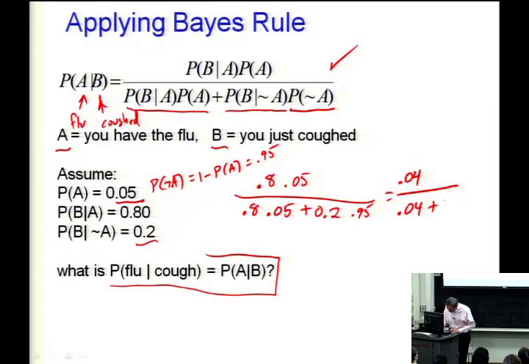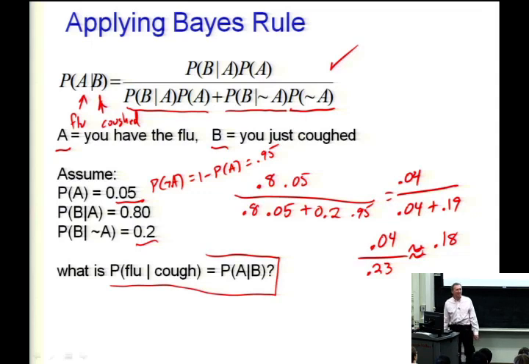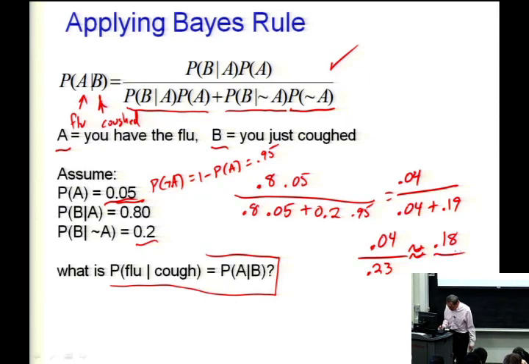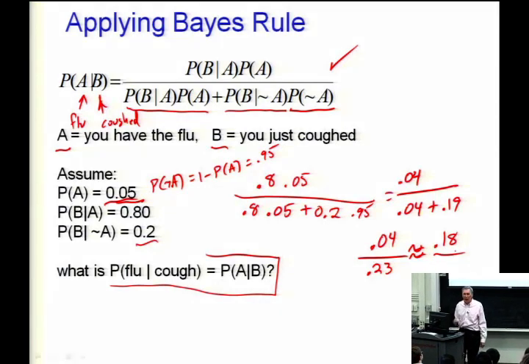Thank you. 0.04. Oh, wow, this is big. 0.04 plus, I got that other one right, though, right? 0.19. Wow, okay, so good news for those of you who are coughing. What's that approximately? Approximately 0.18. Good. So coughing is not a good sign. It did increase your probability from the prior of 0.05 up to 0.18, but fortunately it's not as bad as I thought it was when I made the arithmetic error.